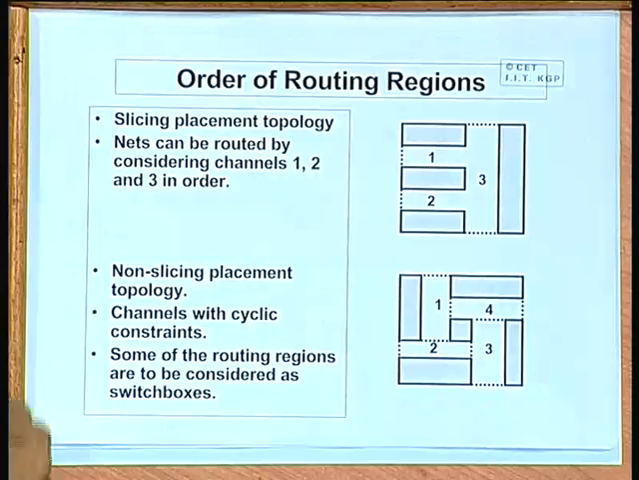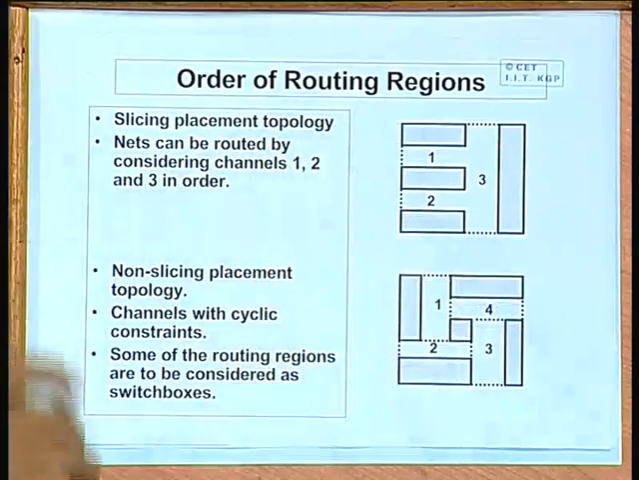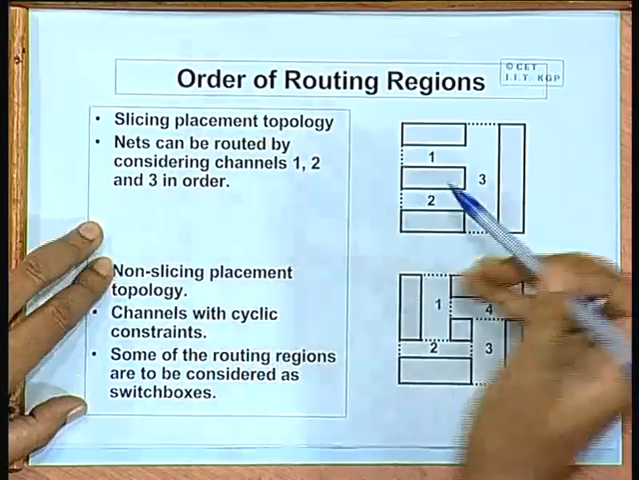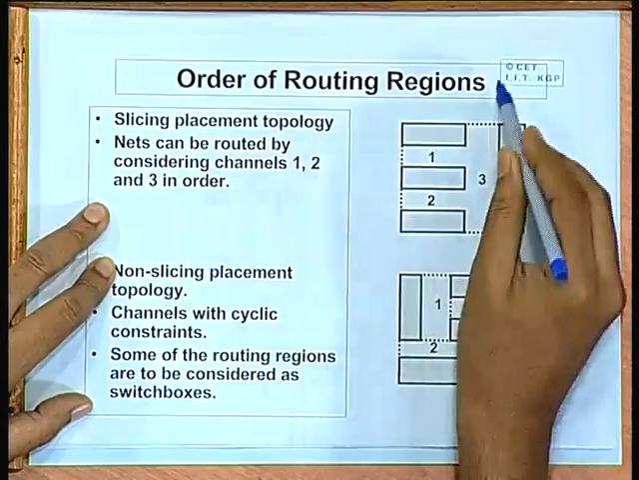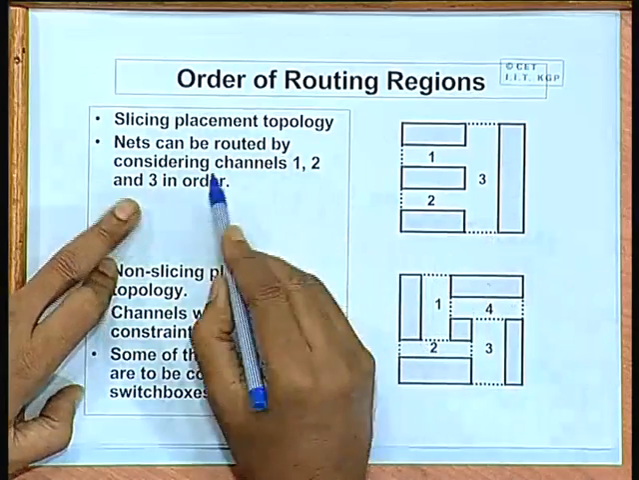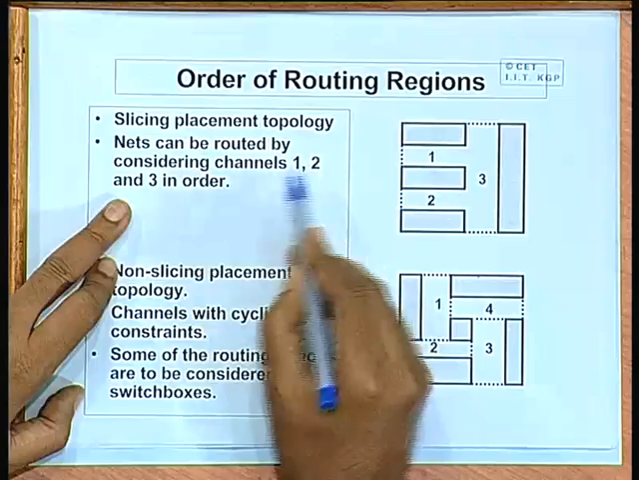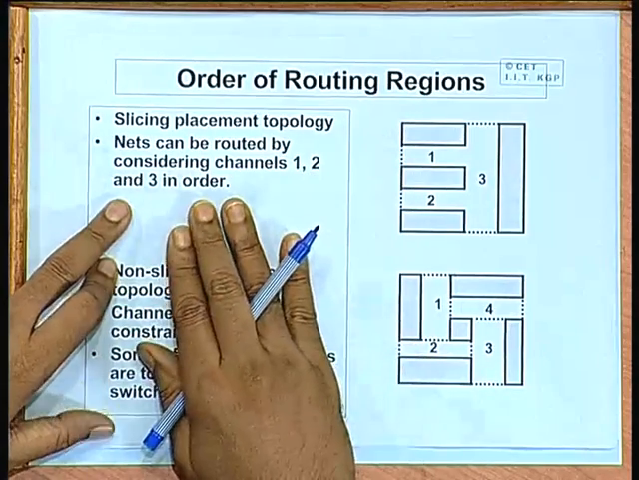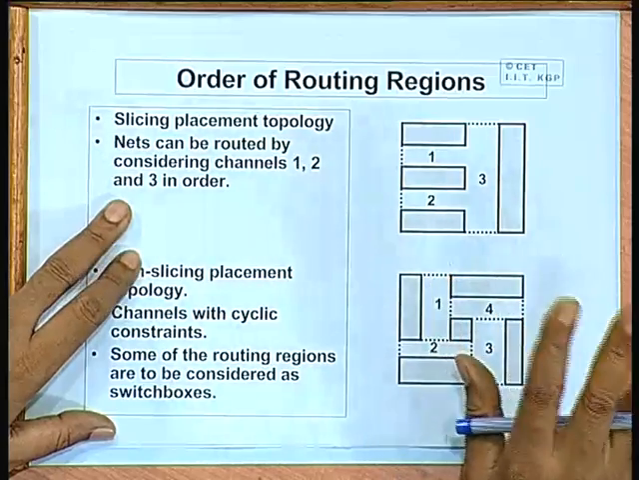So, we had talked about this earlier also, but again let us look at a couple of examples related to the order of the routing regions. The first example, we are taking a slicing placement topology which can be divided by horizontal and vertical slices. Now, in this case we can route the nets in the order 1, 2 followed by 3. Here our assumption is that we are using a channel router, because I mentioned earlier a channel router is easier to design and implement as compared to a switch box router.